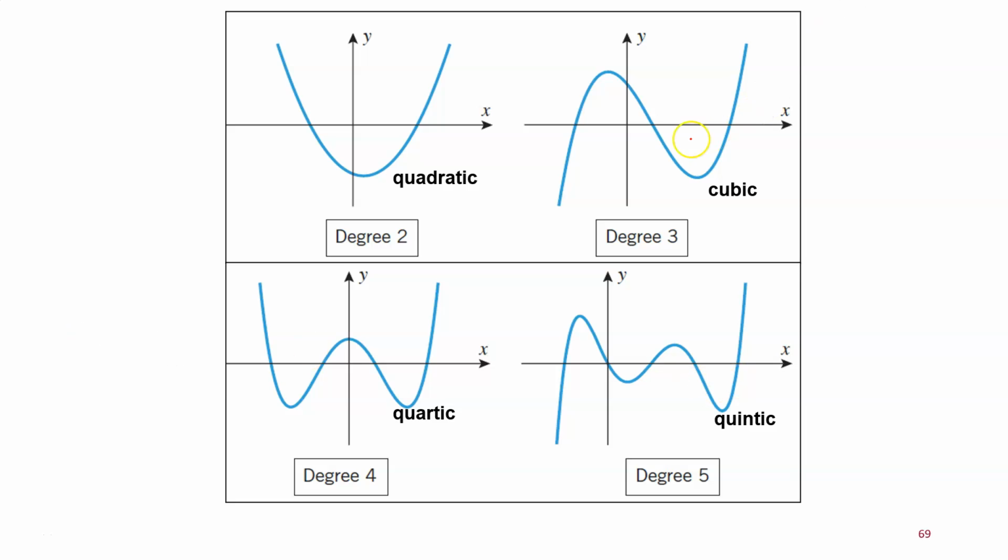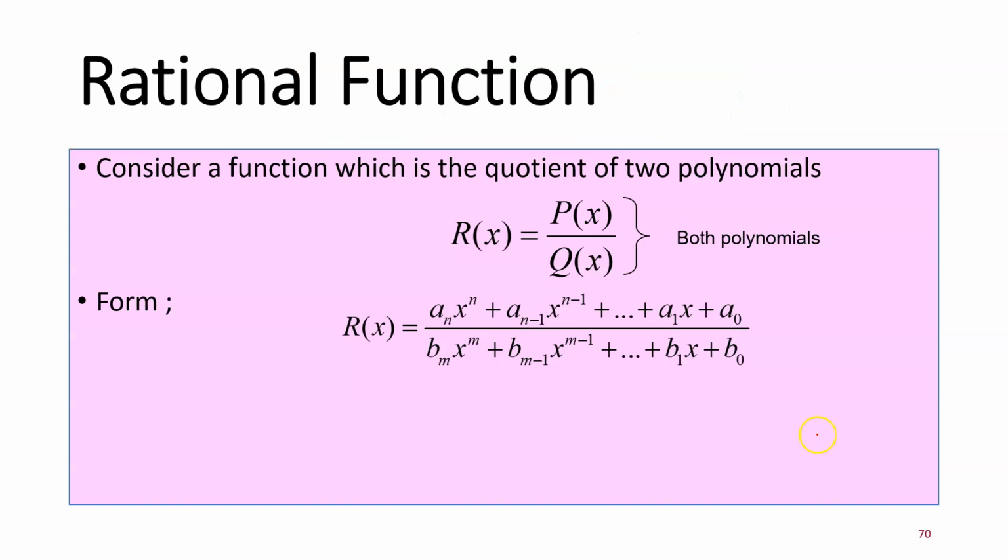So this is a kind of graph. When you have degree or power of 2, you get quadratic. Power of 3, we call it cubic. Power 3. This one is x square. This one is x cube. This one is x to the power of 4. This one is x to the power of 5. So this is how the graph looks like.